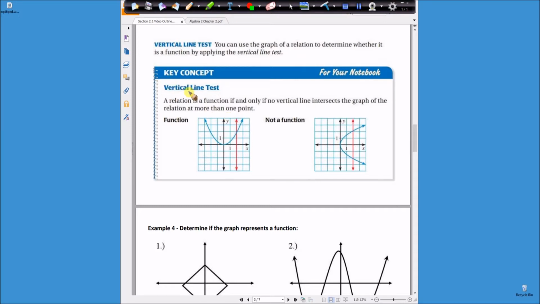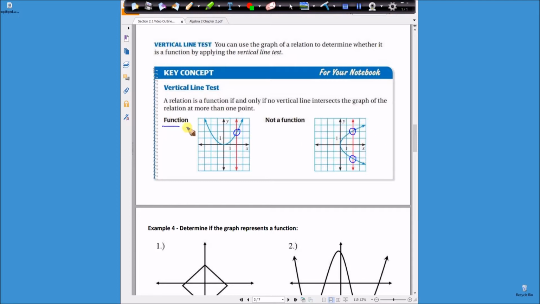And the vertical line test says basically if you look at a graph of a function and you draw a vertical line anywhere on the graph, it only crosses the graph once when it's a function. If a relation is not a function, if you can draw a vertical line anywhere on the graph that is able to touch that relation twice, then it's not a function.